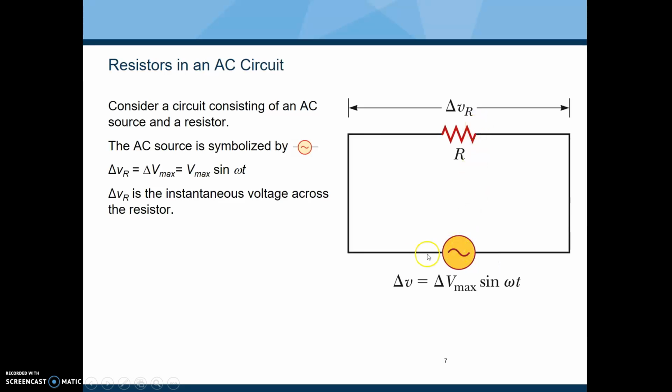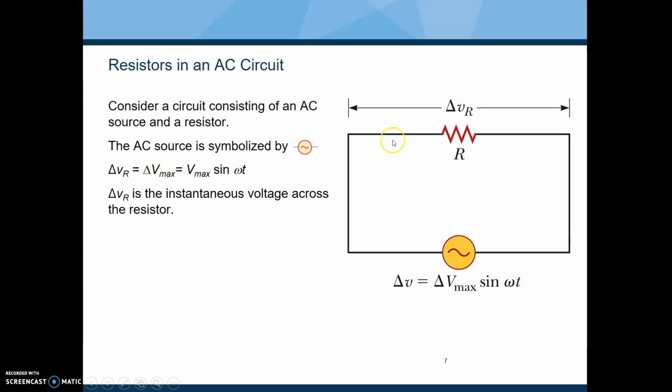Resistors in AC circuit. When a resistor is connected across an AC source, how do we go about the analysis? Consider a circuit consisting of an AC source and a resistor. The AC source is symbolized by a small circle with a tilde inside it. This indicates the source is an alternating source.